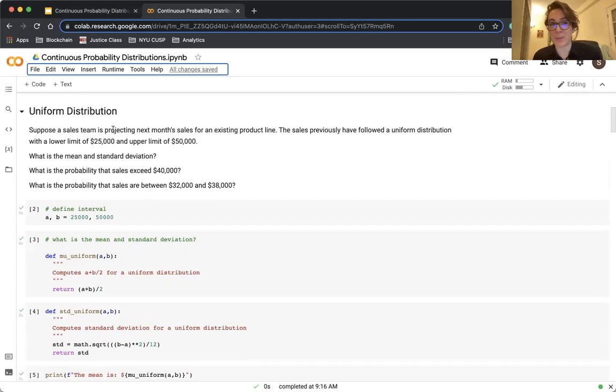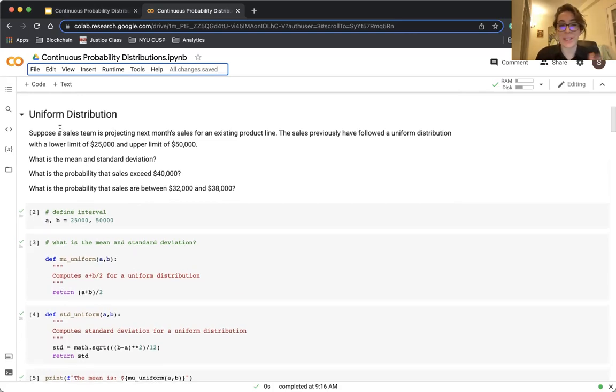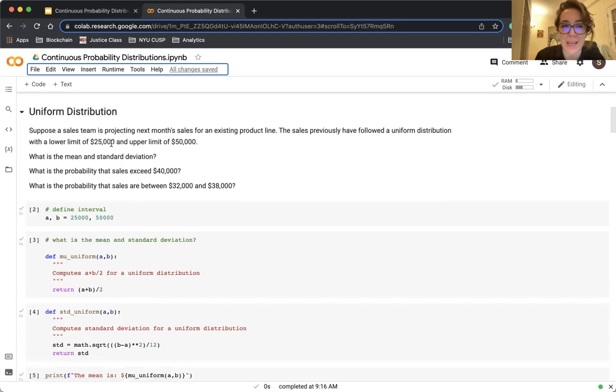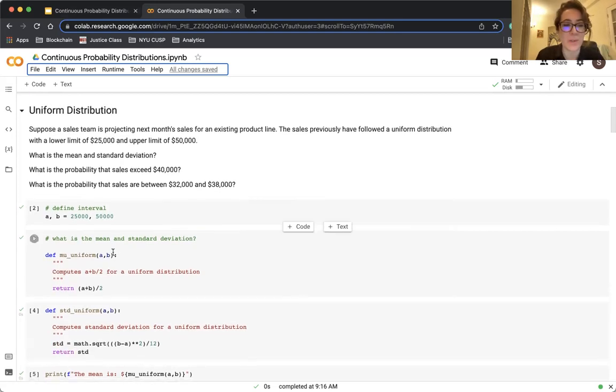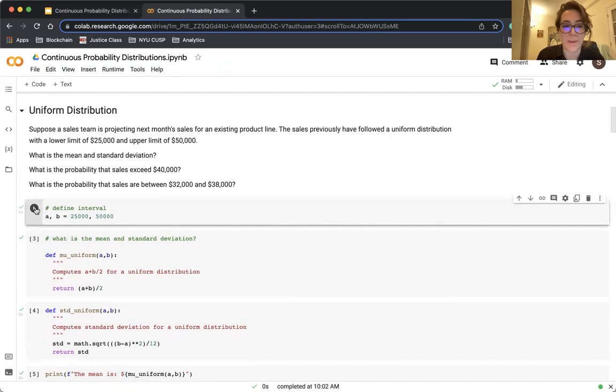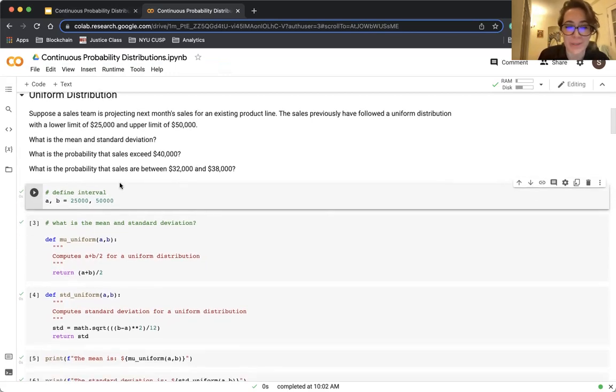Because the homework will look very similar to this, where you'll have some type of question about sales or some type of distribution, and say that it follows a uniform distribution, and you have that lower limit and upper limit. We have here how we can calculate the mean and standard deviation. So we can define our intervals where A is equal to 2,500 and B is equal to 5,000 for this sales question.